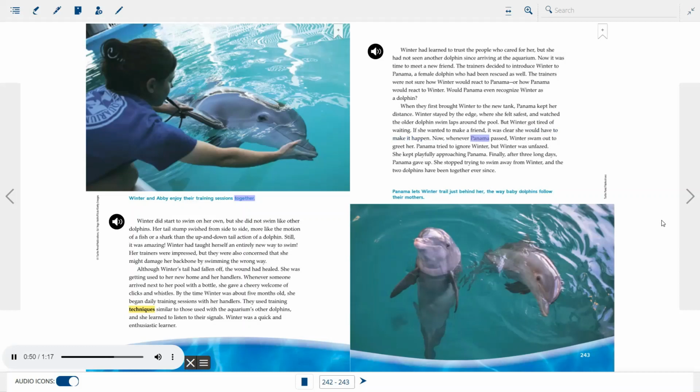Now, whenever Panama passed, Winter swam out to greet her. Panama tried to ignore Winter, but Winter was unfazed. She kept playfully approaching Panama. Finally, after 3 long days, Panama gave up. She stopped trying to swim away from Winter, and the two dolphins have been together ever since. Panama lets Winter trail just behind her, the way baby dolphins follow their mothers.